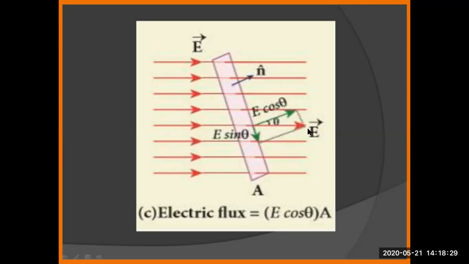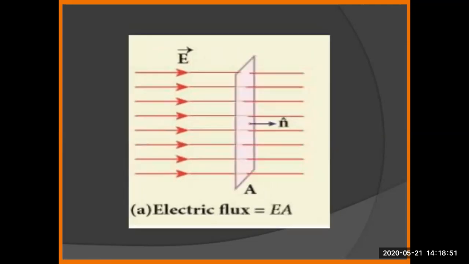Total intensity of the electric field line is E. So E cos theta, E sine theta. So the flux is E cos theta into the area of this rectangular area. So I think it's very much clear now. Let's visualize the three cases once again.